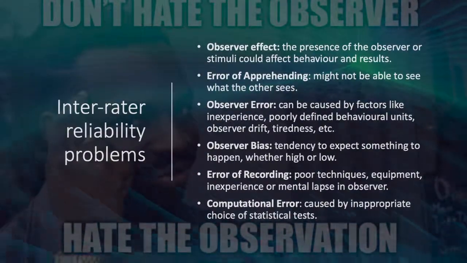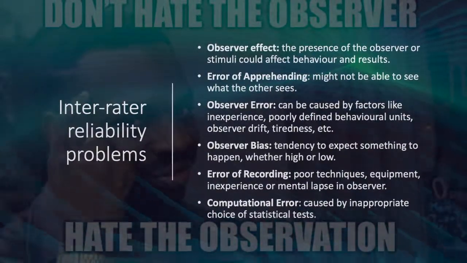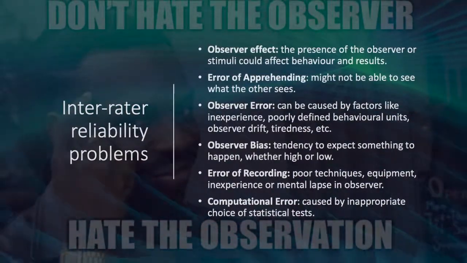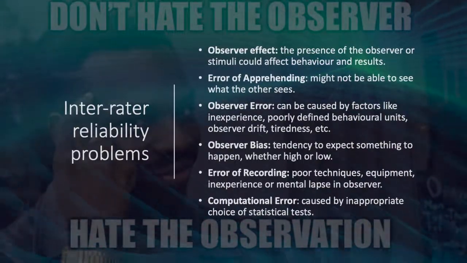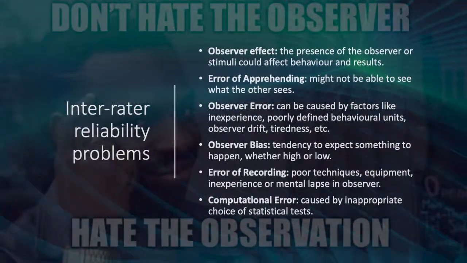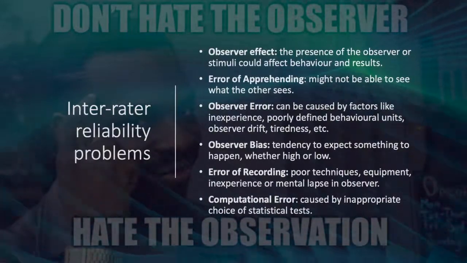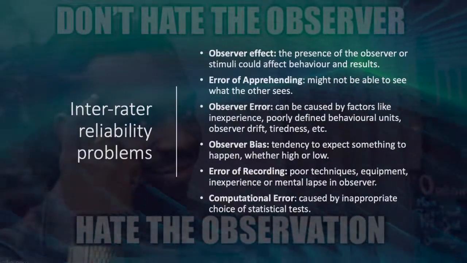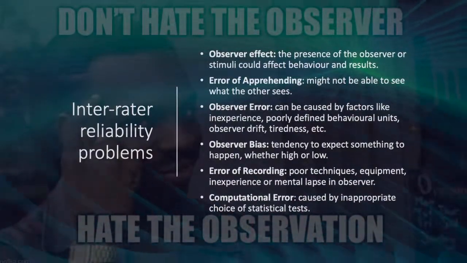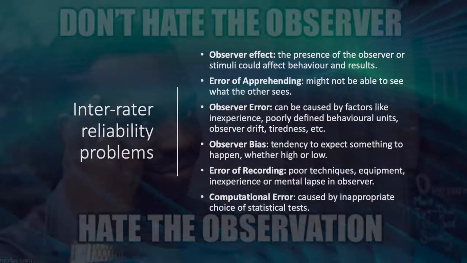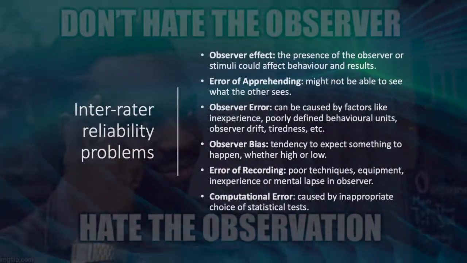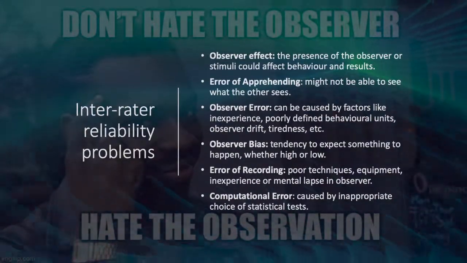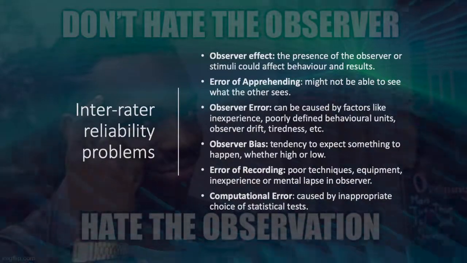There is also the observer error, which is an error that can be caused by other factors like inexperience, poorly defined behavioral units, observer drift, tiredness, etc. There are also observer biases, which is the tendency to expect something to happen, whether you have a high or low expectancy of that behavior. There is also error of recording, which includes the use of poor techniques, bad equipment, inexperience, or mental lapse in the observer. And finally, you must consider computational error, which is caused by inappropriate use of statistical analyses.